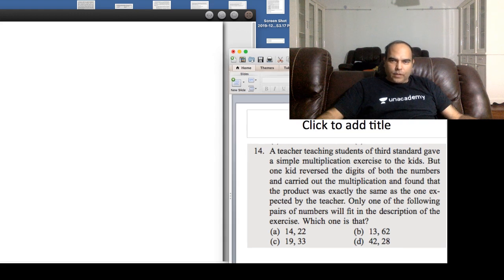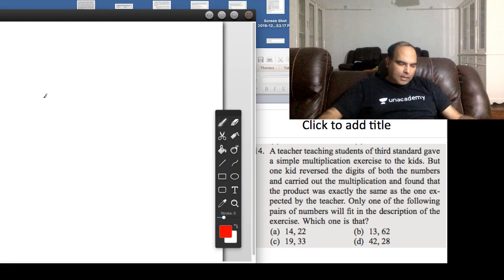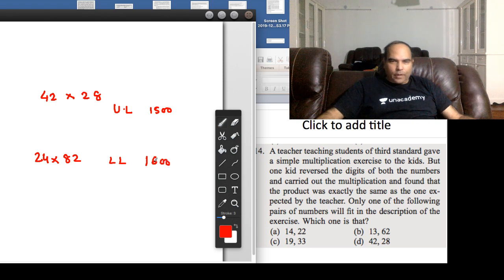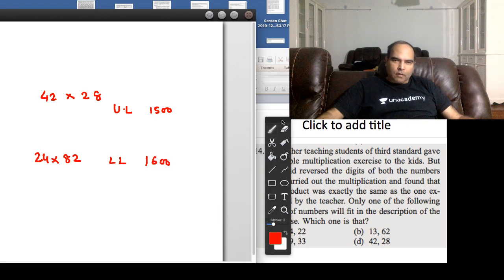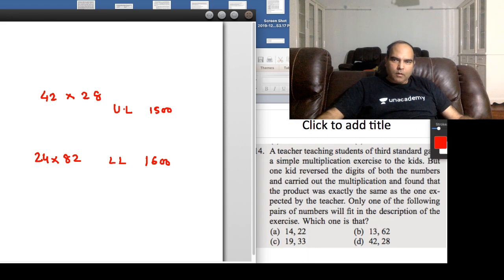So in the next question, the other way to eliminate 42. So I'll just repeat that. 42 into 28 has an upper limit of 1500 because it will not cross 15 into 30, and 24 into 82 has a lower limit of 1600 because it cannot be below 20 into 80, and hence whatever you do with this, the equality can never happen. So there's another logic on which the equality will get removed here.